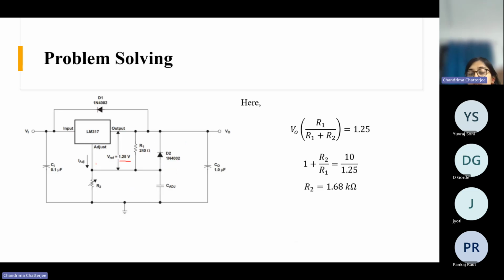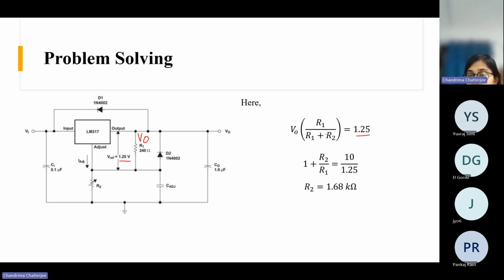If the current through this branch is 0, then this is simply a resistive divider circuit, right? This potential is V naught with respect to ground. And this is a resistive divider circuit where R1 and R2 are connected like this. So we know this voltage is across this resistance R1. So V naught into R1 by R1 plus R2 is 1.25, right? Because we know this is 1.25 and this is across R1.